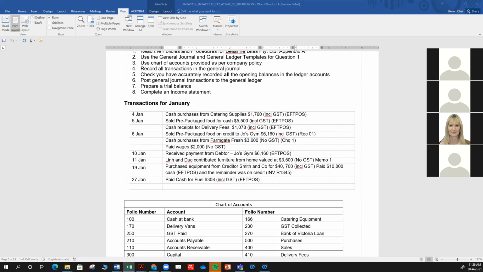Prepackaged food. I'm looking, I'm looking. It'd be stock, wouldn't it? When you receive money, normally when you sell something, sales for 5,000 and GST collected for 500.